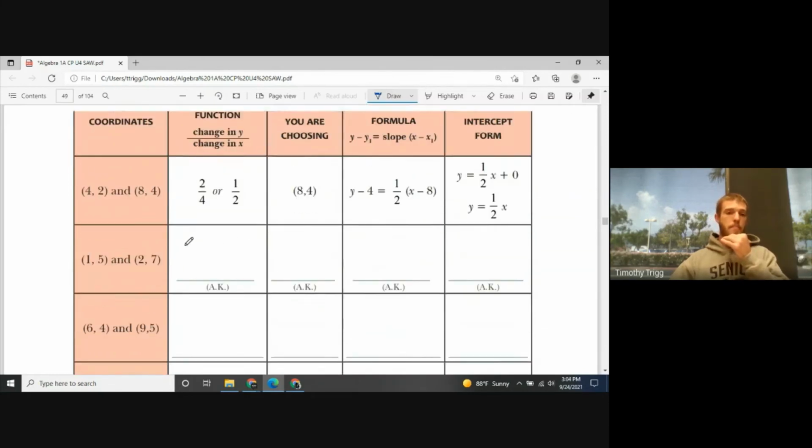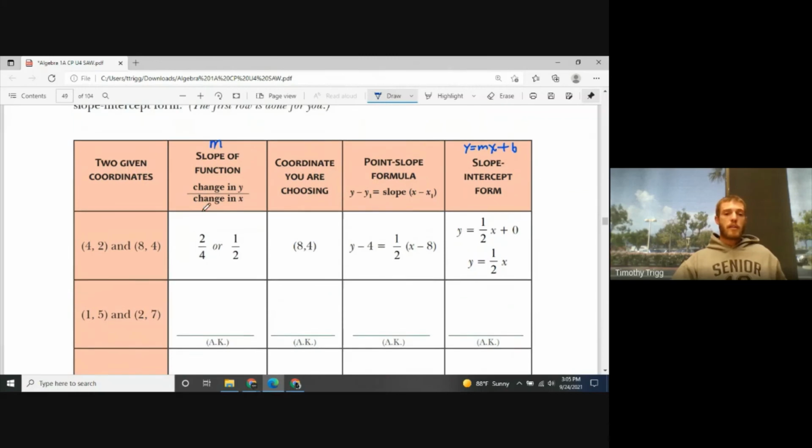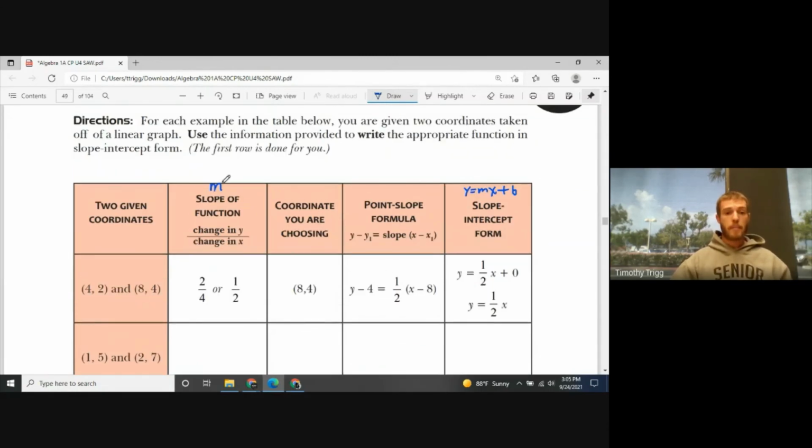Okay, so how do we find our slope? Change in y divided by the change in x. One way you can think of it too, I know I didn't point this out earlier, but we've always been thinking about the rise over run, and the rise is the change in y, right? And the run is the change in x.